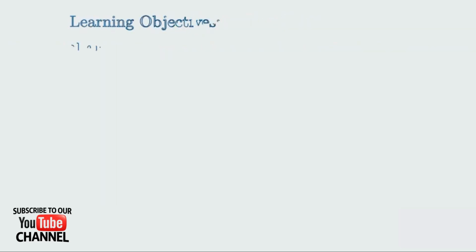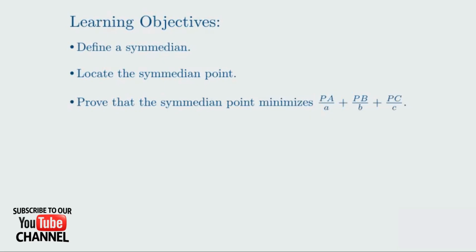So, by the end of this video, you will be able to define what a Symmedian is, locate the Symmedian point in a triangle, and prove this key property about its minimizing behavior. Let's begin. First, let's start with the basics. What is a Symmedian? To define it, we first need to recall what a median is.